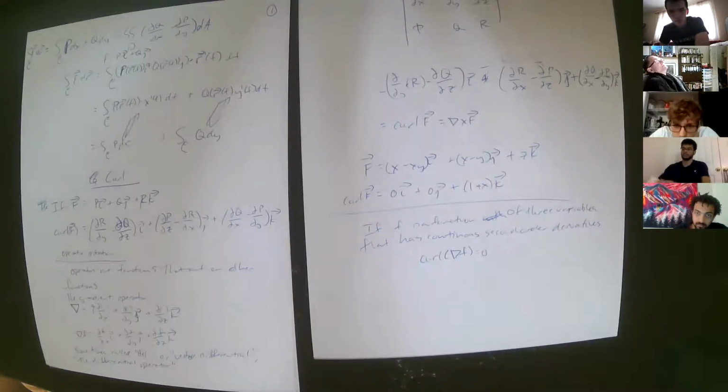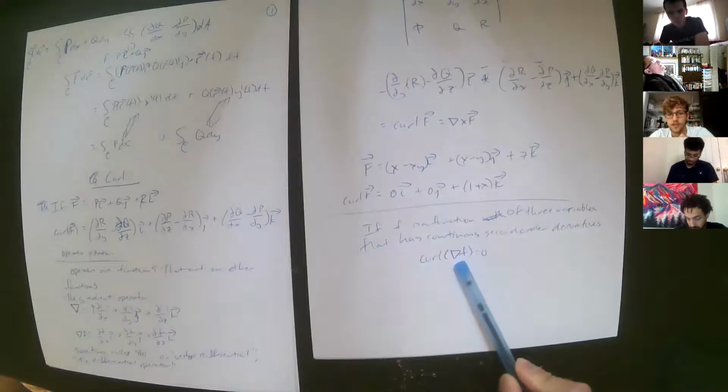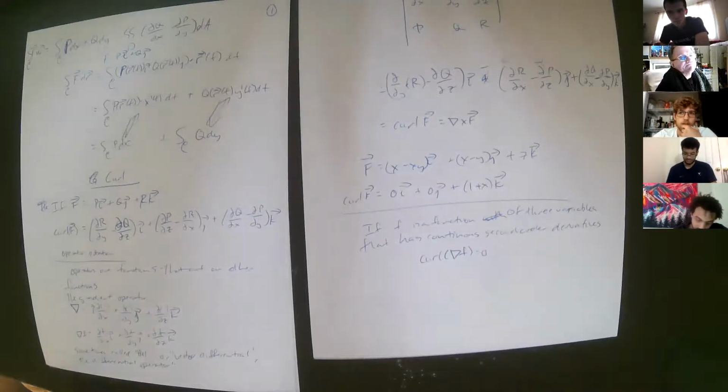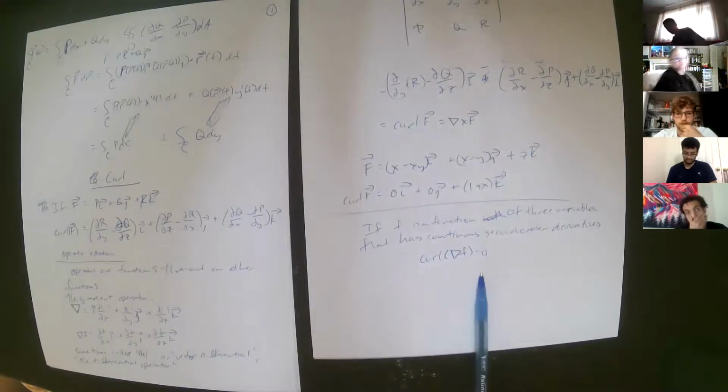Are you saying that a function of 3 variables that has continuous second derivatives is a conservative field? No, this is a conservative field. The gradient of f is a conservative field. What does a conservative field mean? It's a vector field that is the gradient of some function, right? So by definition, gradient of f is conservative. And this says the curl of a conservative field is always 0.